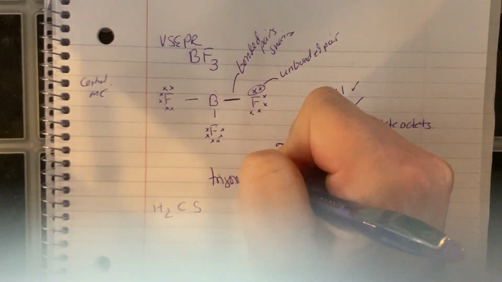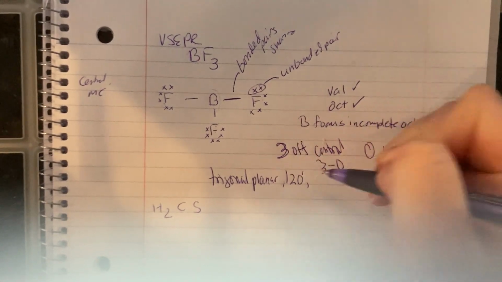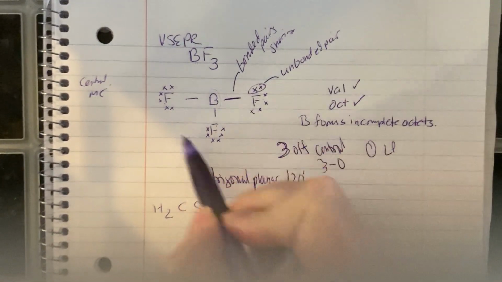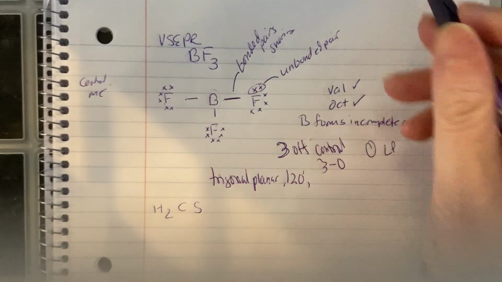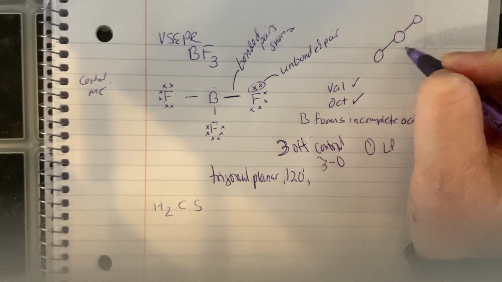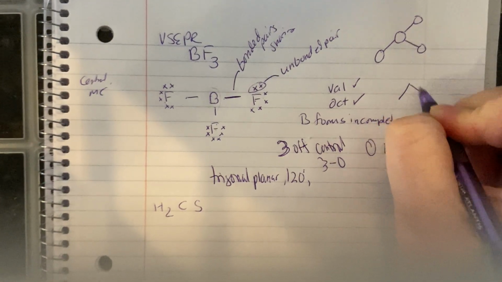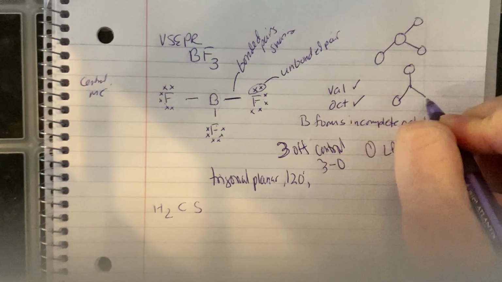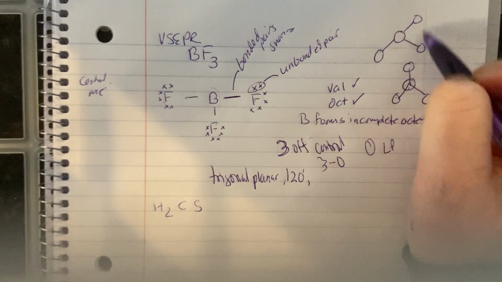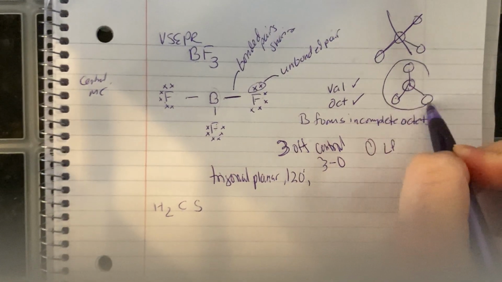Trigonal planar, 120 degrees. And then in terms of symmetry, right now he doesn't look symmetric, but if you saw what he looked like in the drawing, I have boron in the center and the other 3 around. So even though the Lewis structure looks like this, that's not what it's going to be in real life. In real life, it's going to look like this.